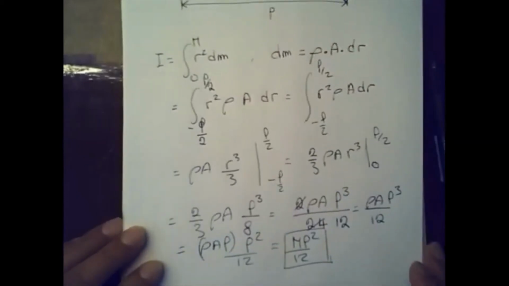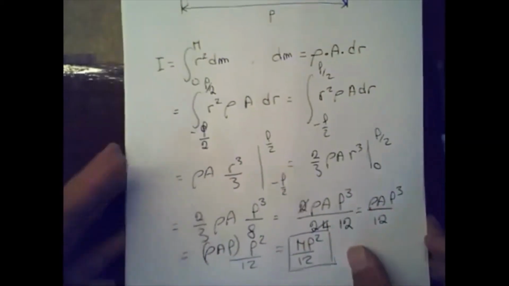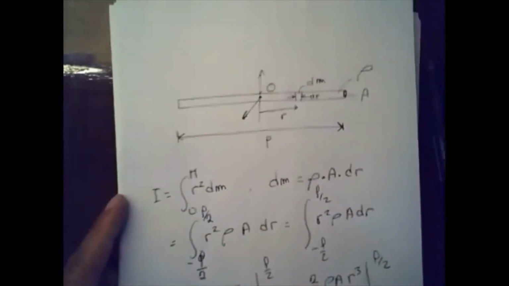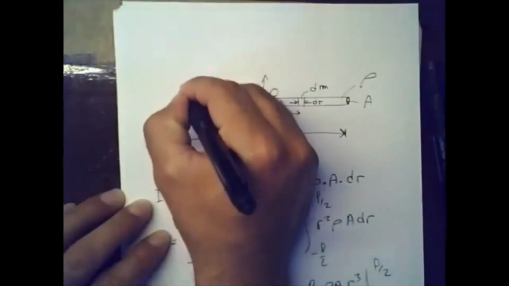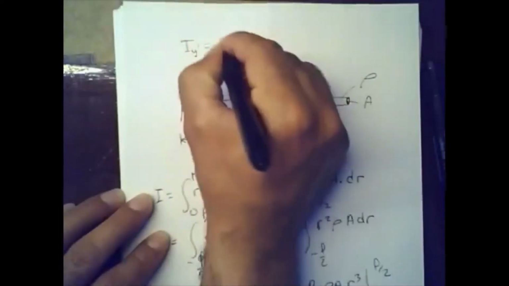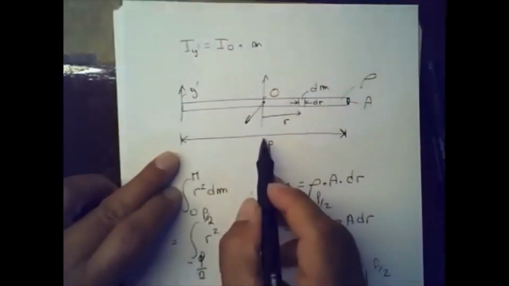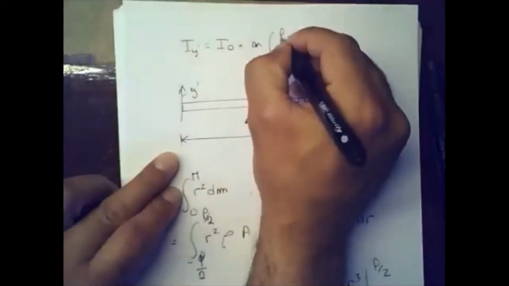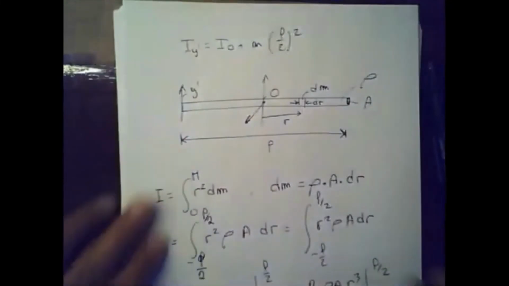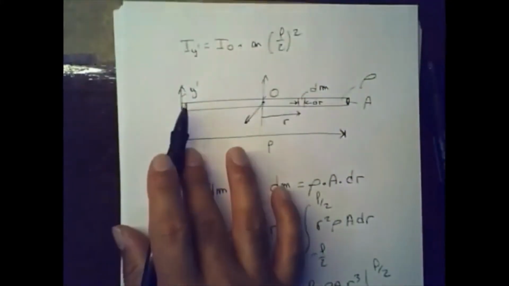All right, and if I want to, let me actually do this very quickly here. Let's call this guy here y prime. If I want to get I y prime, it is actually equal to I o plus m times this guy squared, so L over 2 squared. So you can actually do this, and then you can get the moment of inertia about y prime.